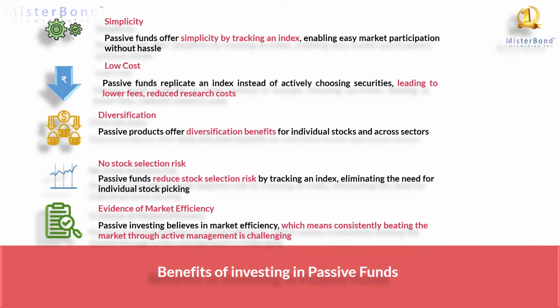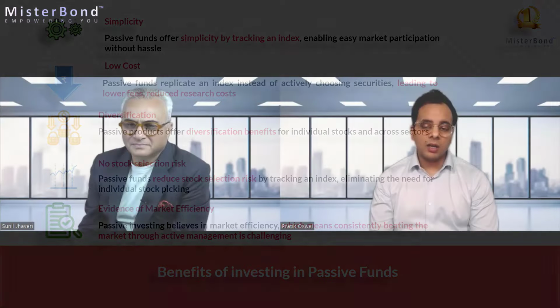Passive funds are also very diversified. Most passive funds are spread over 50, 100, 500 stocks. So you don't really have to worry about having stock specific risk in your portfolio. So I think that's one of the biggest reasons why people invest. But when you invest in a diversified Nifty 500, is it not too much diversification at the same time?